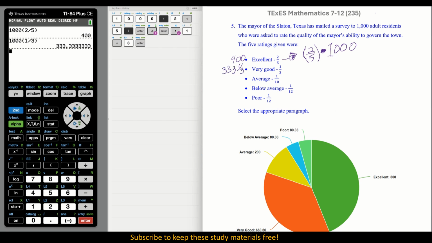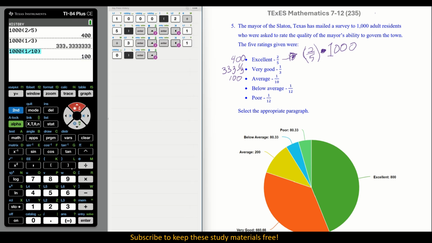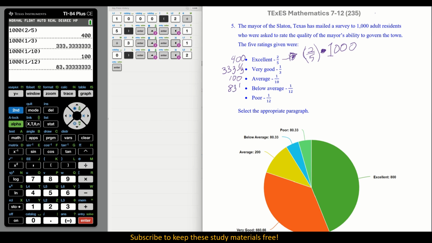333 and 1/3. Okay. Now let's do the same thing we did before. This time we need to just replace that with 10, close the parentheses, and we have 100 of the surveyed residents. Okay. Below average, 112. Back up, enter to bring it down, replace the 0 with a 2, push enter, and that's 83 and 1/3. And that's for both of these, for the below average and the poor.